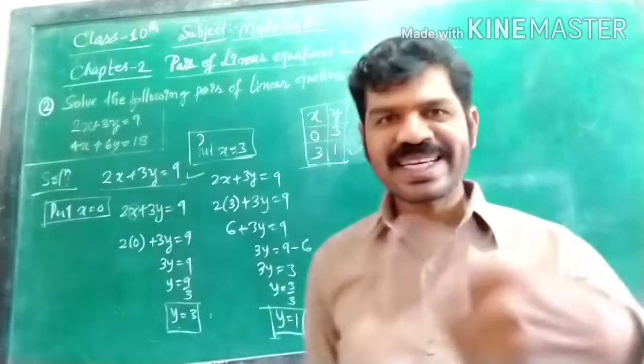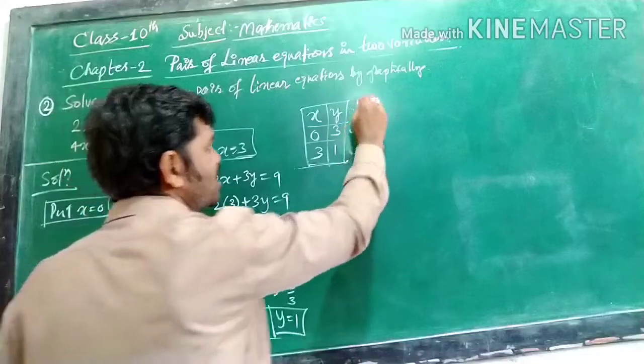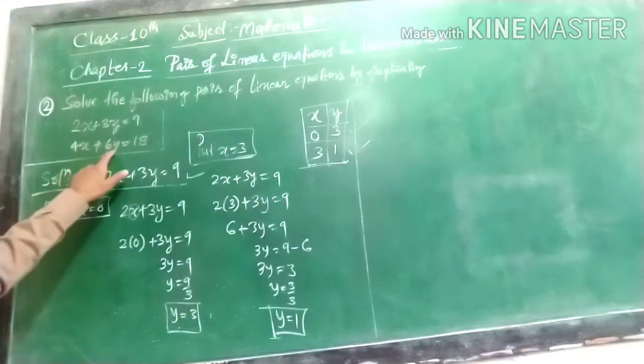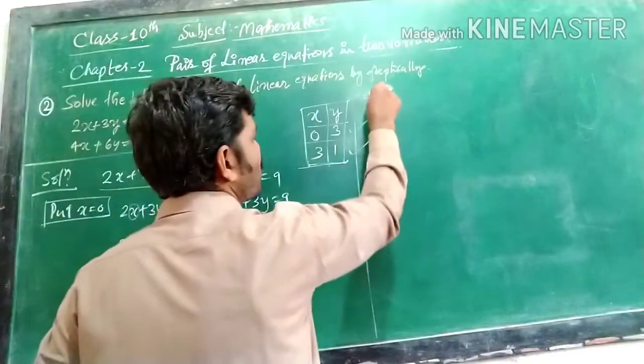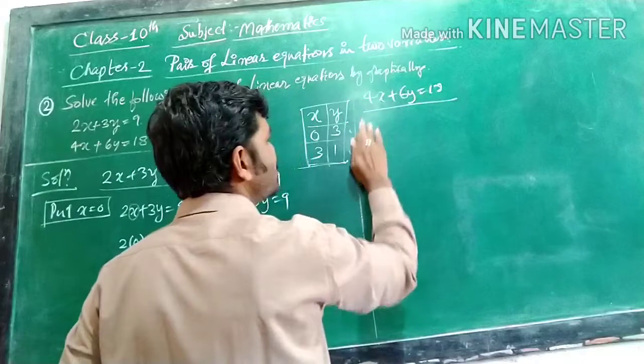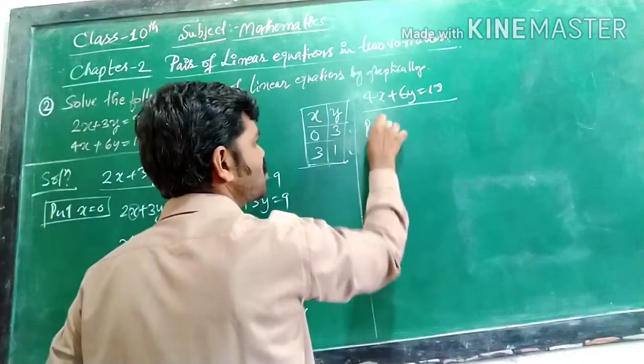Come on, let us see by taking the next equation. What is the next equation? 4x plus 6y is equal to 18. 4x plus 6y is equal to 18. Here also, first we are going to provide the value of x is equal to 0.